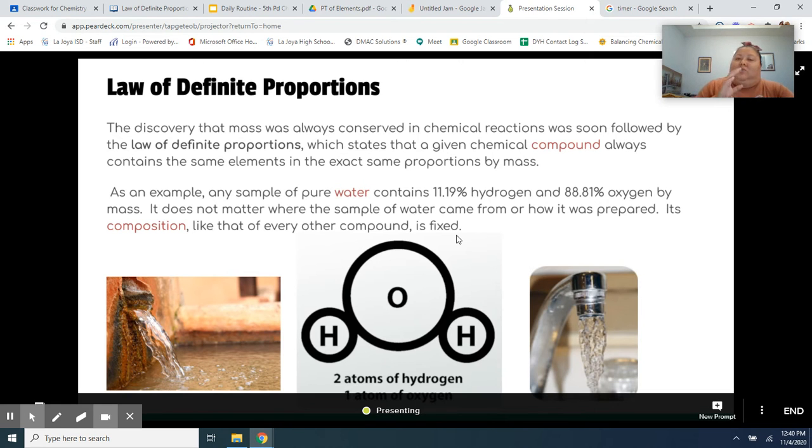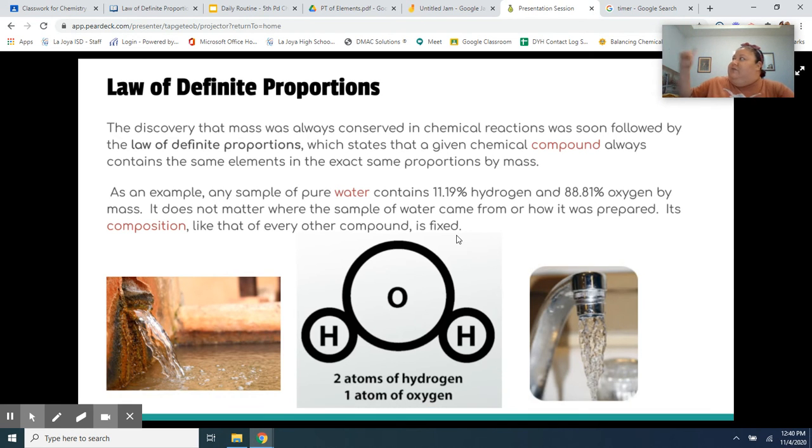So if you get your water sample from Pakistan, from China, from Australia, from South America, from Antarctica, all the way to Greenland and anywhere in between, the formula and the composition of water will always be the same. 11% hydrogen, 88% oxygen, 2 hydrogens, and 1 oxygen everywhere around the world. Okay?